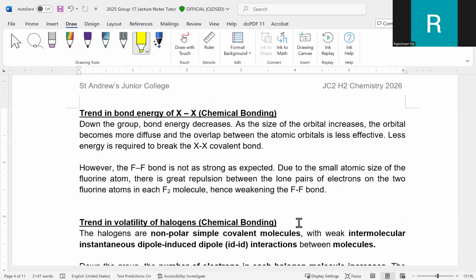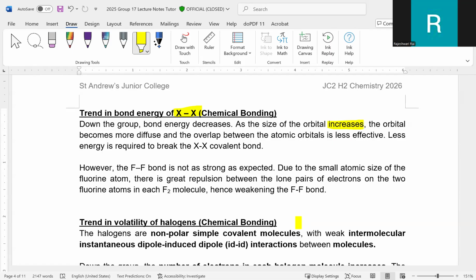So we know these ideas from chemical bonding. Specifically, what you need to know from chemical bonding would be whether you are working with the covalent bond or the intermolecular forces. So because I'm looking at the covalent bond strength, the XX bond, then we will be looking at the size of the atomic orbital. We notice that the size of the atomic orbital will increase down the group.